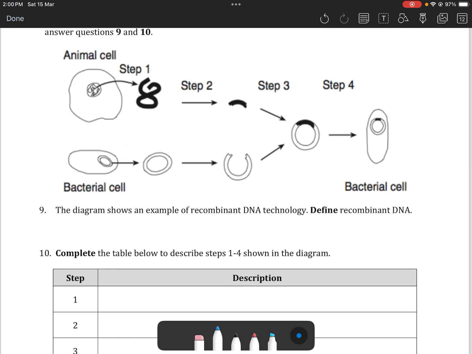We can write them down here. So step number one is animal DNA and bacterial plasmids. And what I told you, isolated plasmids are isolated. So in step number 1, this is what's happening.